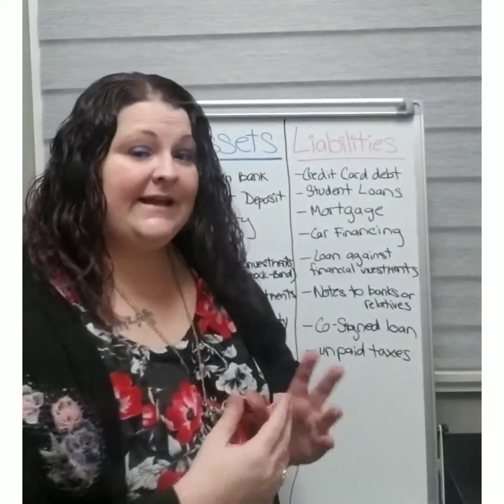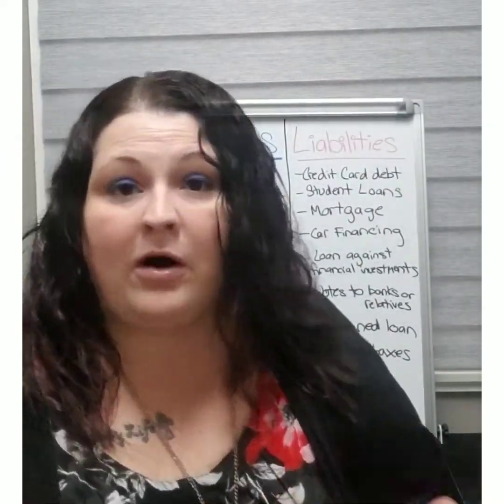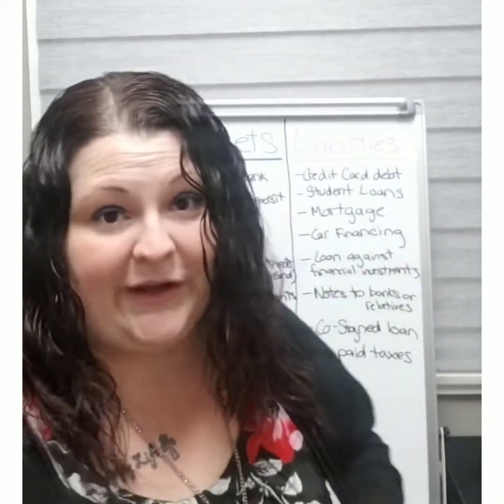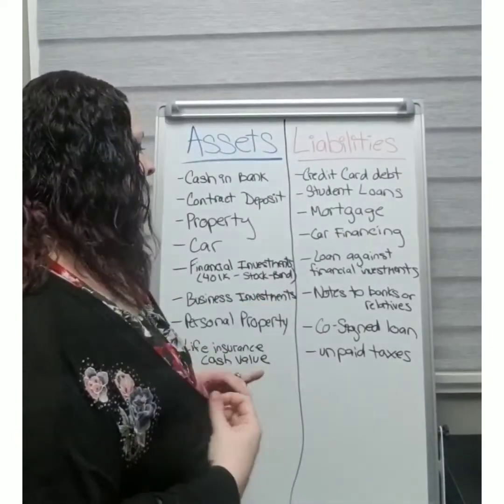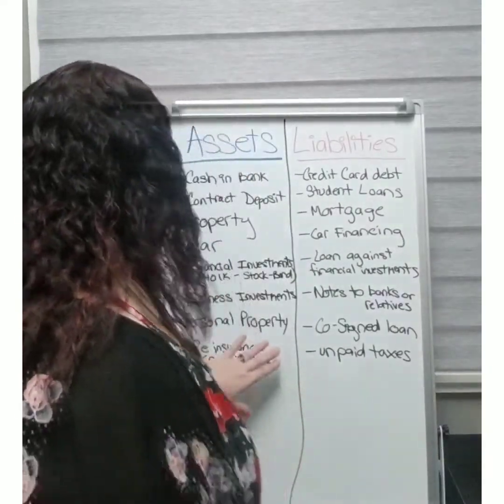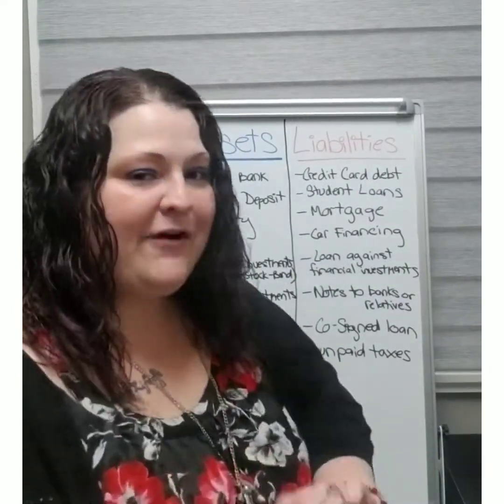Any loans against any of your investments. Sometimes people can borrow against 401ks or pensions, like I said. So that is a liability when you're filling out the sheet. The next thing is, did you ever write a note to another bank or relative that you're going to borrow some money, you took a personal loan, something like that. That is a liability.